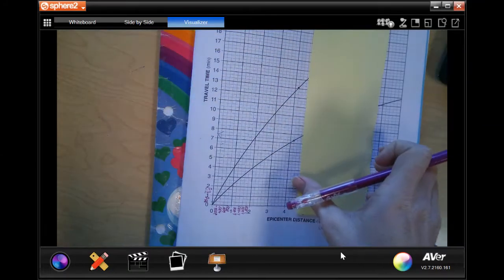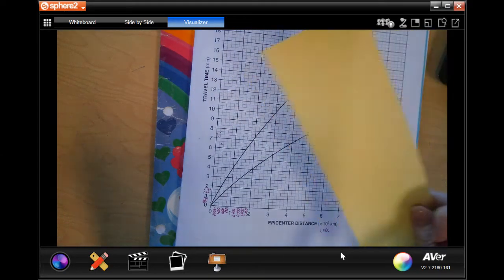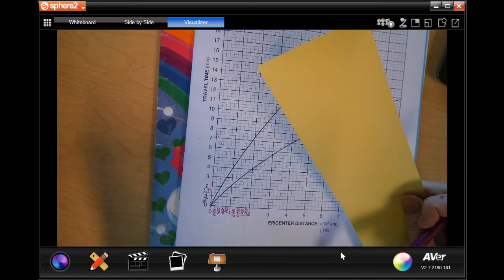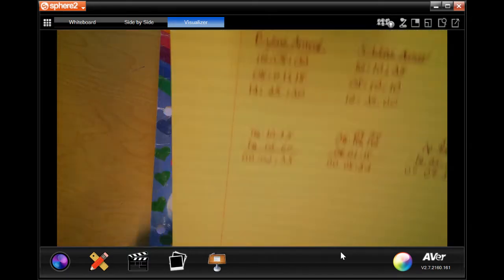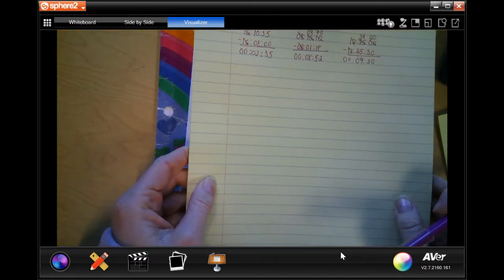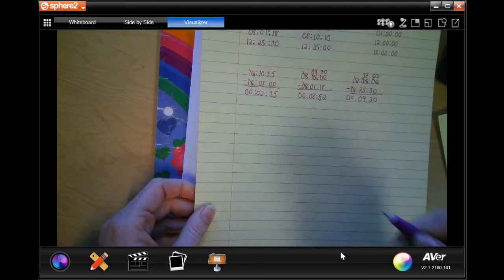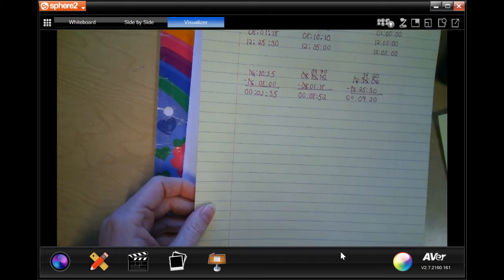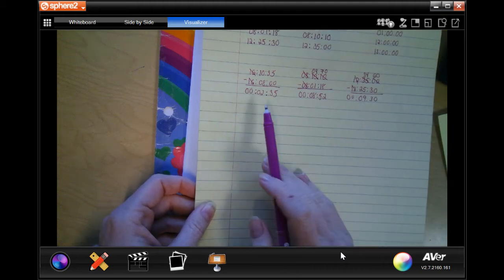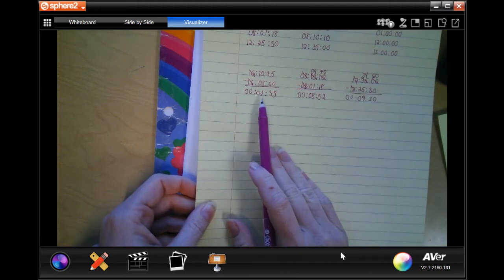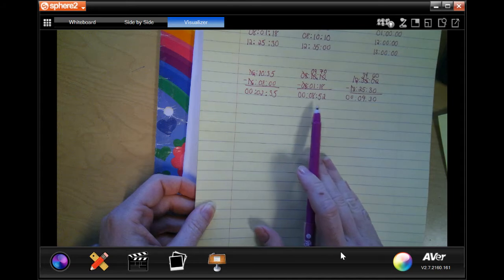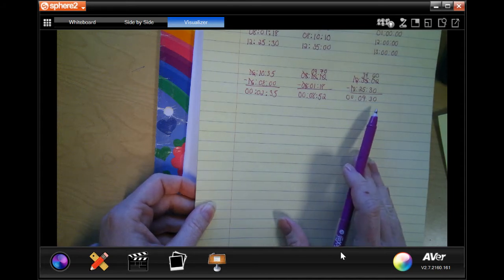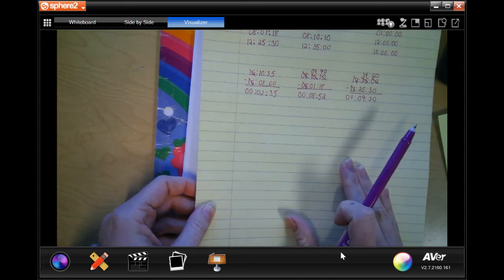of the reference tables again, and we're going to need a piece of scrap or magic paper to do this. We're going to use the data that we calculated in part 3 of our activity where we were calculating lag time. So we're going to use these time differences of 2 minutes and 35 seconds, 8 minutes and 52 seconds, and 9 minutes and 30 seconds.